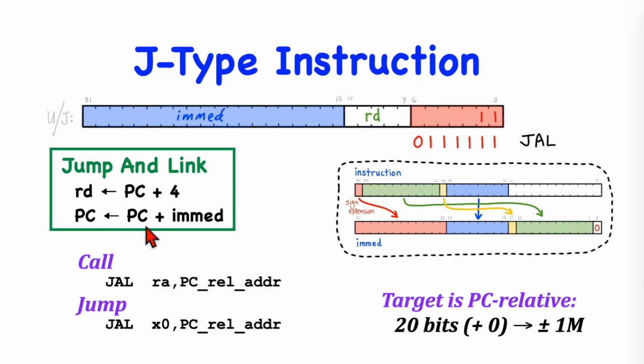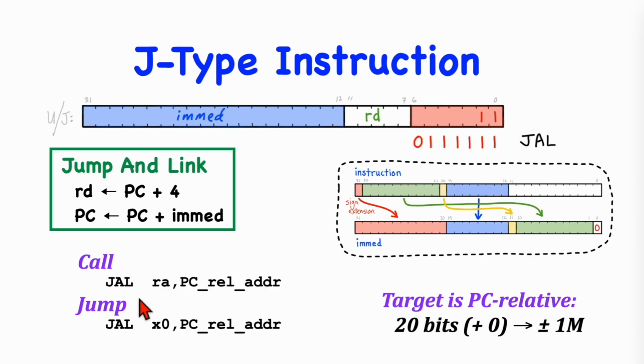The target address is PC relative, that is, the target is computed by adding the immediate value to the address of the JAL instruction itself. Now, this instruction can be used in a couple of ways. First, it can be used to implement a call operation. In that case, the instruction after the JAL is the return address, that is, the place to return to after the function. So for a destination register in the JAL instruction, we specify the RA, that is the return address register.